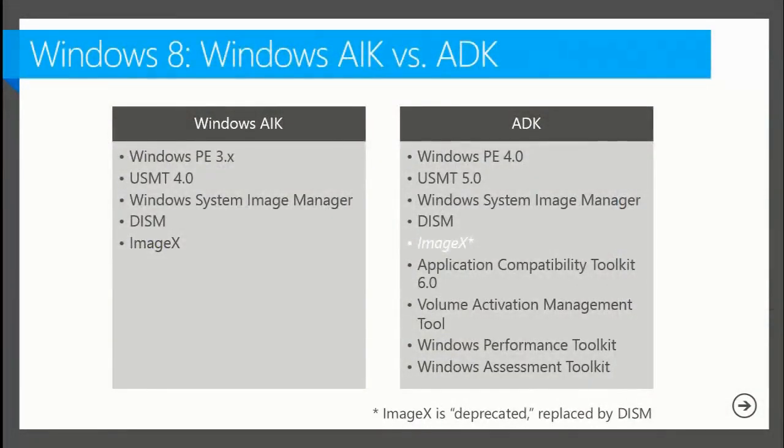As far as the tools go, we talked a little bit about what's new, but there are basically new versions of each of the tools that are added in there. We've gone from Windows PE 3.0 to Windows PE 4.0, USMT4 to USMT5. The Windows System Image Manager, which is used to edit unattend.xmls, basically hasn't changed at all between them. The DISM tool has new command line options for mounting, unmounting, image creation, Windows 8 app installation, provisioning, lots of new command line options in DISM.